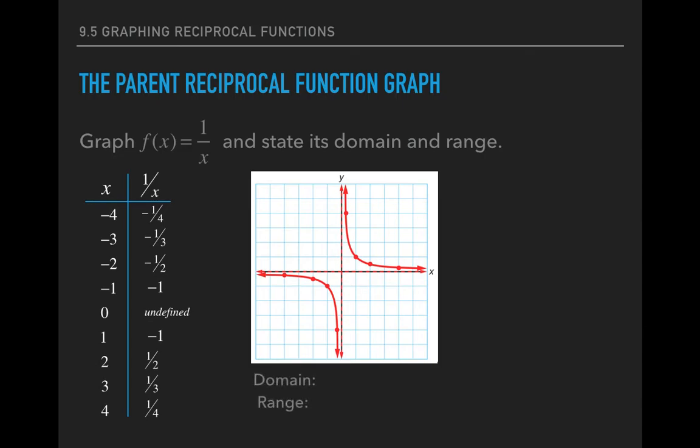This is an interesting scenario, and finding the domain and range is really pretty straightforward here. The domain goes to the right and to the left forever, but it is not ever going to be 0. And the same for the range for this parent function. It goes up and down forever, but it never actually touches 0. This interesting shape is called a hyperbola. This reciprocal function graph is called a hyperbola.